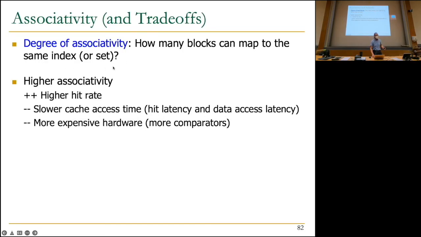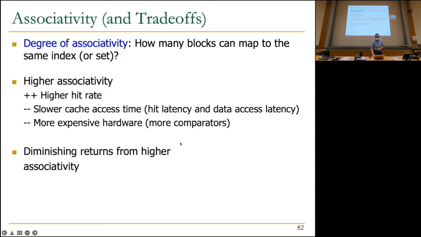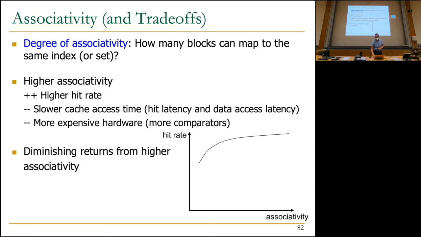Higher associativity, usually higher hit rate, but it's diminishing returns actually if you look at the curve. But it leads to slower cache access time. Both hit latency and data access latency actually increase. More expensive hardware, clearly. More comparators, larger muxes. And you get diminishing returns from higher associativity. So the picture looks like this. This is average across many workloads.